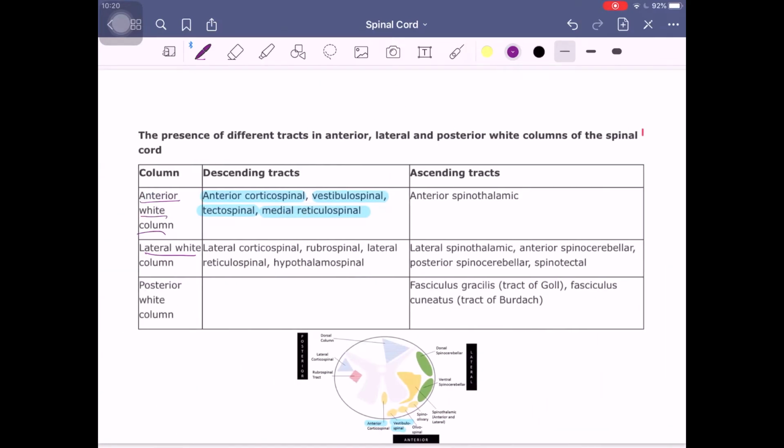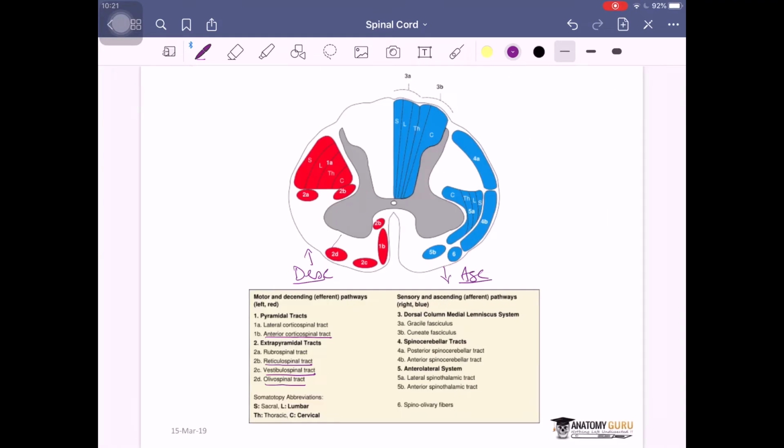And next, what is present in the lateral? Lateral corticospinal, rubrospinal, lateral reticulospinal, and hypothalamospinal. Again here you can see 1A is your lateral corticospinal, 2A is your rubrospinal, and 2B is again reticulospinal. This is what we call the lateral reticulospinal. Here this one is the medial reticulospinal. So these are your lateral tracts.